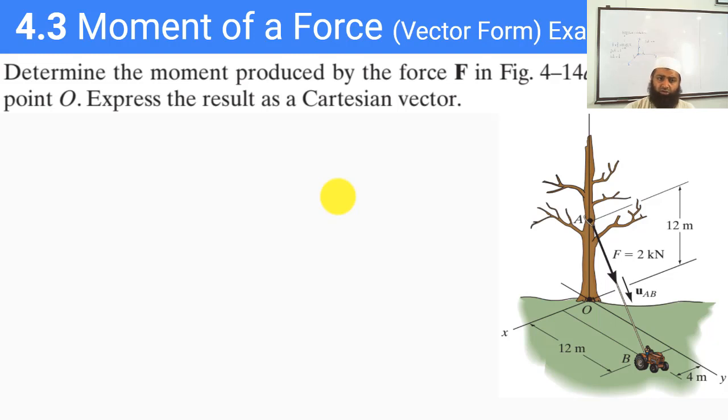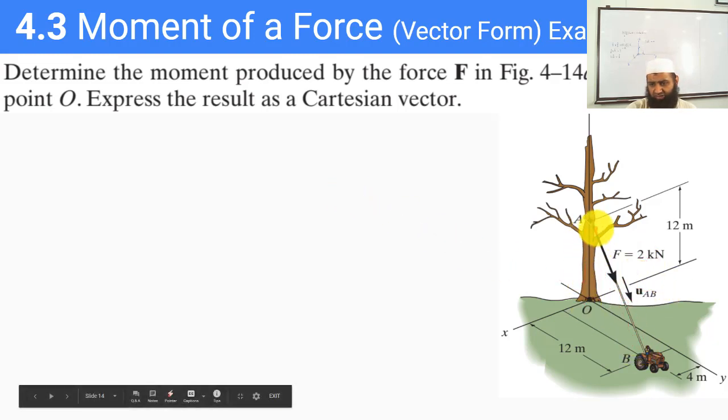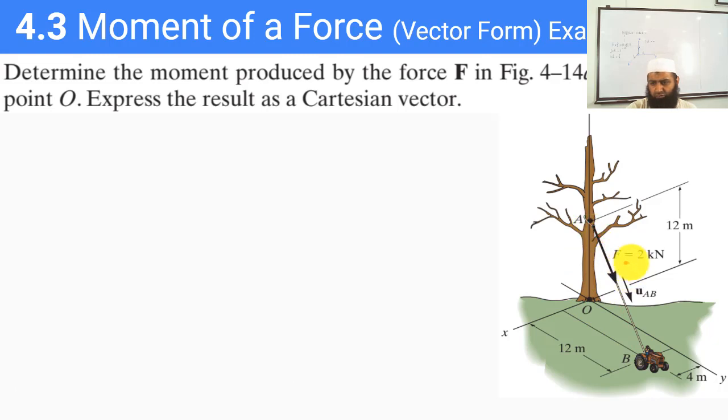So we have this tractor which is trying to pull on this tree at point A with a force of 2 kilonewtons, which is directed along this position vector uAB. We want to determine the moment produced by the force F in figure 4-14A about the point O, and we want to express the result as a Cartesian vector.